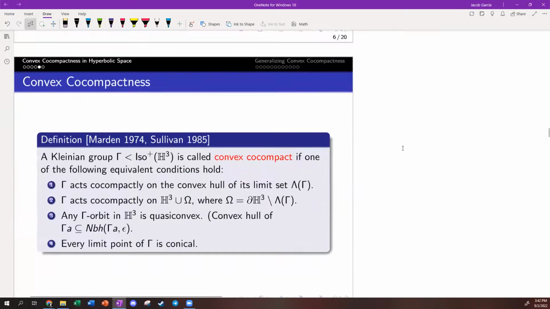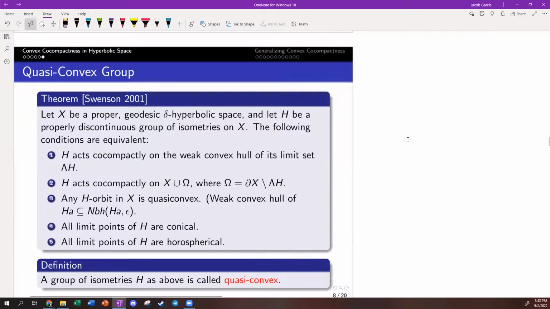Okay. So I have this theorem slash definition from Martin and Sullivan talking about convex co-compactness in H3. And this is talking about relationships between a subgroup of a hyperbolic group and the sphere boundary of H3. And now I have some generalizations of those things. I have a hyperbolic space which isn't H3, and I have a boundary at infinity for that. So I can ask, are there some analogs to these four statements in this generalized setting? And the answer is yes.